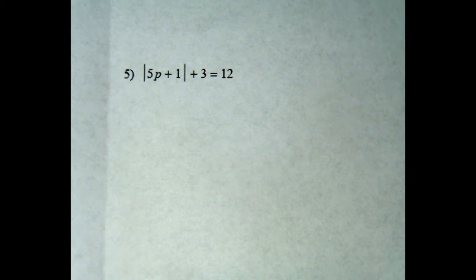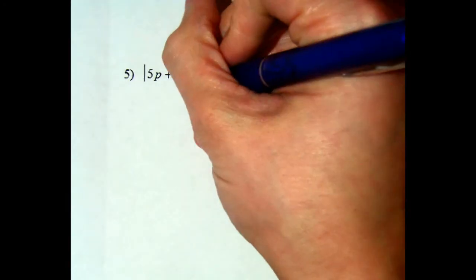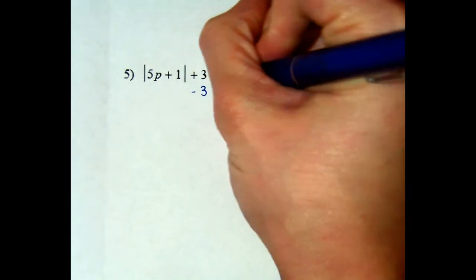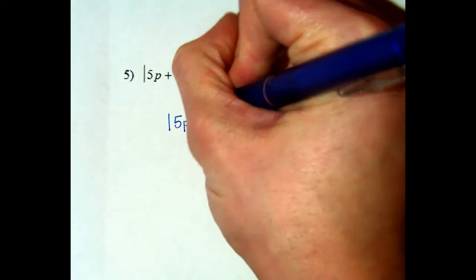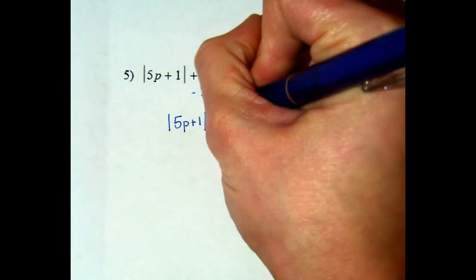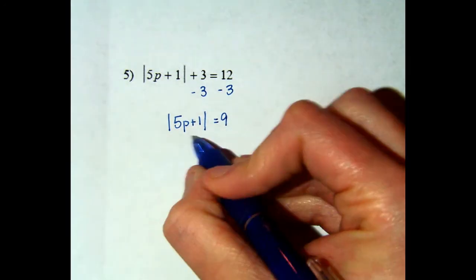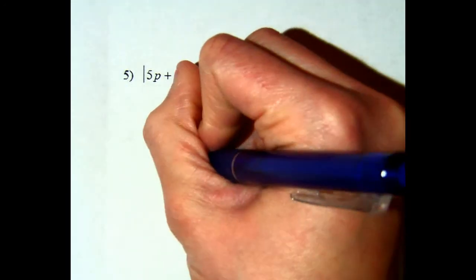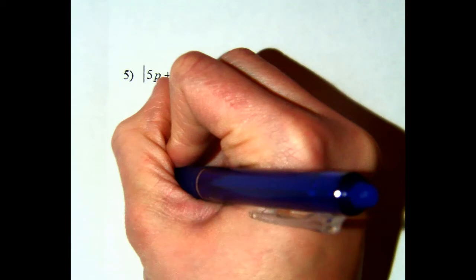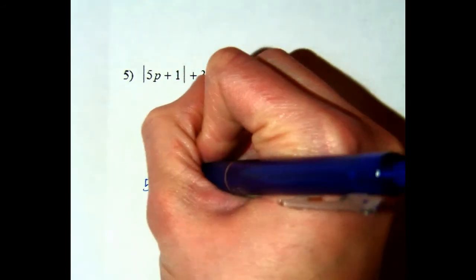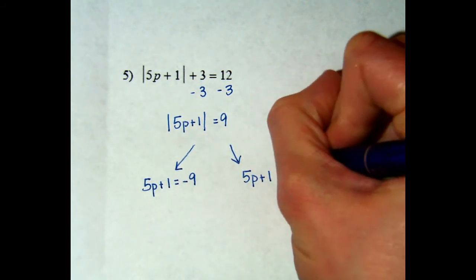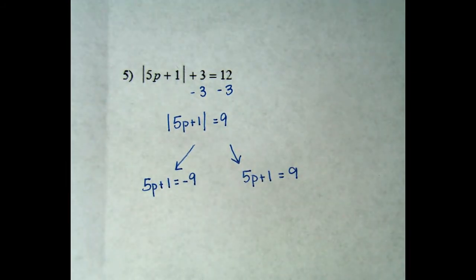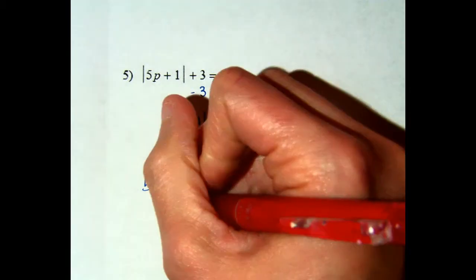Step 1, get the absolute value by itself. So subtract 3. Absolute value of 5p plus 1 is equal to 9. The absolute value bars are by themselves, so two cases. One where 5p plus 1 is equal to a negative 9, and the other where 5p plus 1 is equal to a positive 9. Again, we're going to solve the equations.